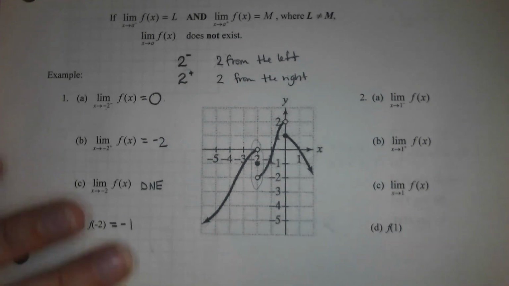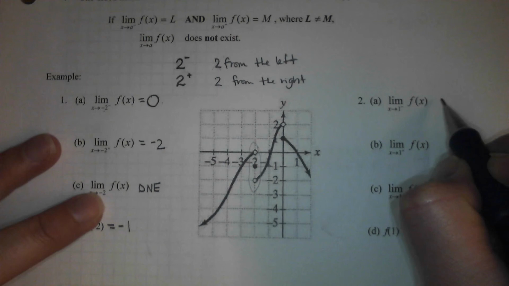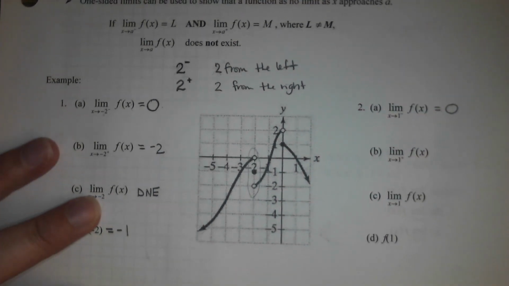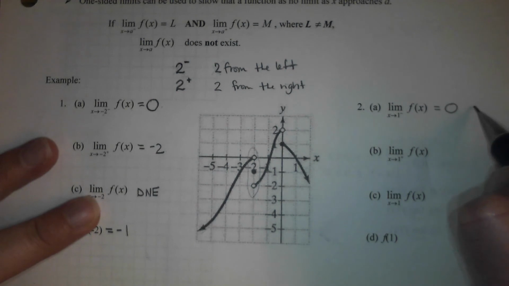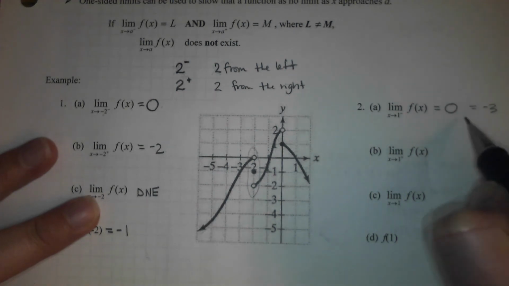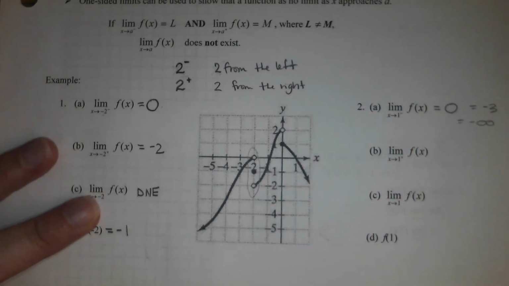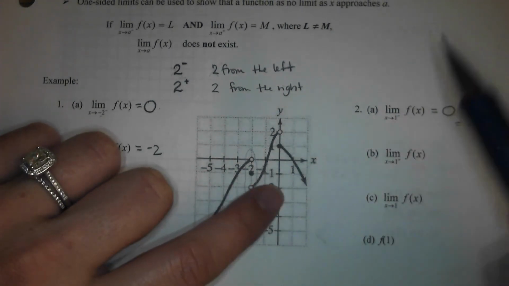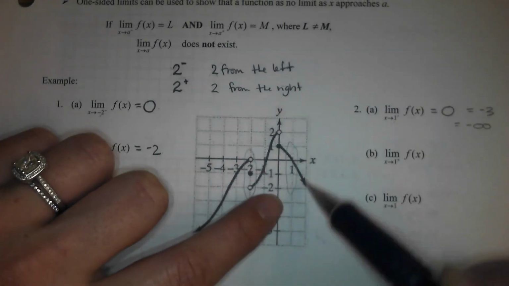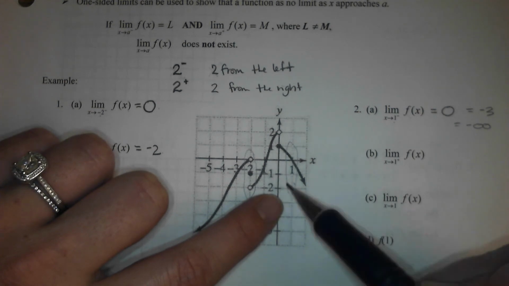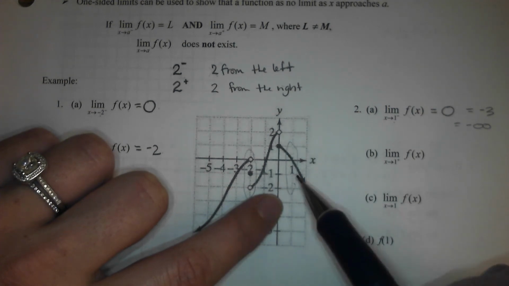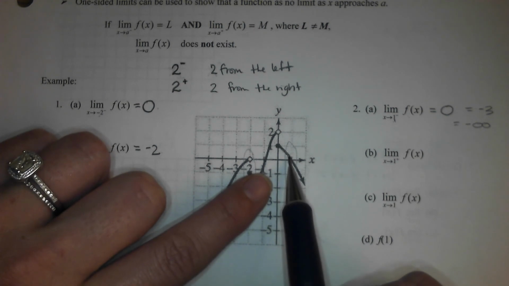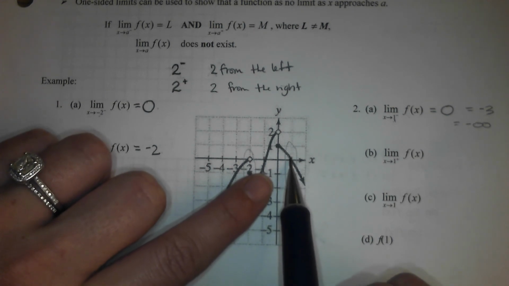Mike, what'd you get for part A? Did anybody get anything different? -3. -infinity. Okay. We're approaching an x value of 1. So the x value of 1 is occurring right here. Everybody see that? As my x value gets closer and closer to 1 from the left-hand side, what's my y value? 0. Mike was correct.